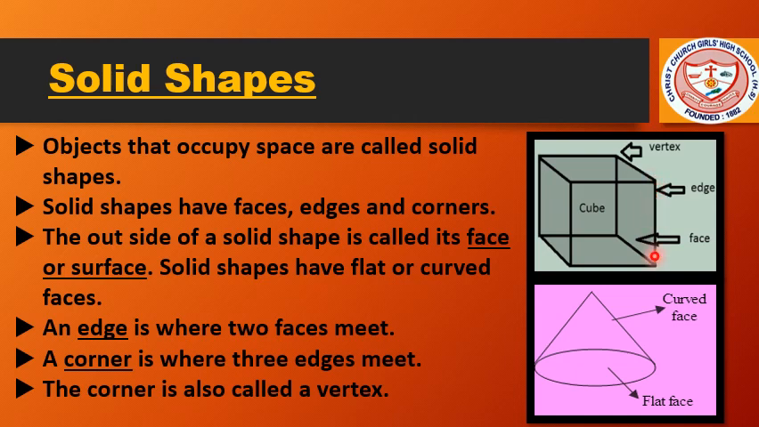Now, what is corner? A corner is where three edges meet. So here we can see that these three edges meet here. So, we can call it a corner or vertex of this cube. The corner is also called a vertex. Alright girls?